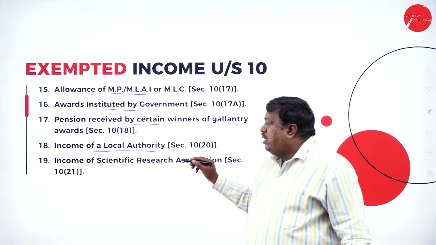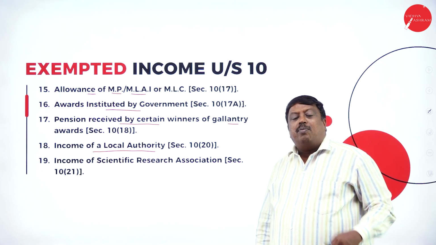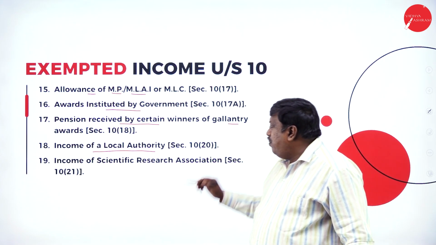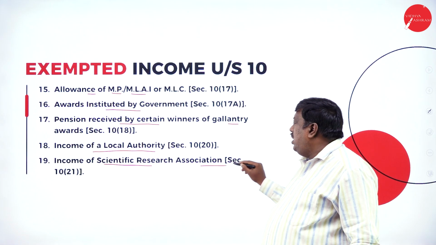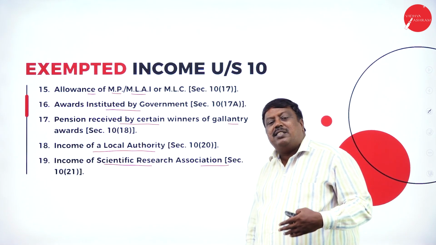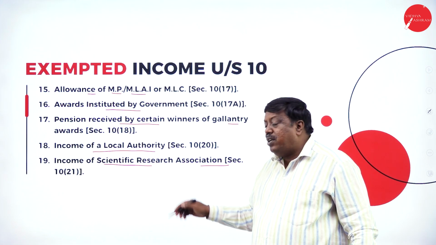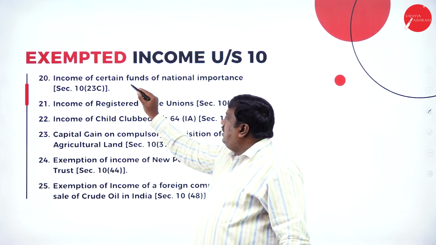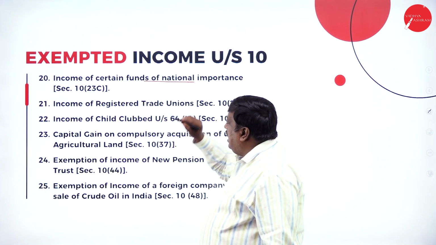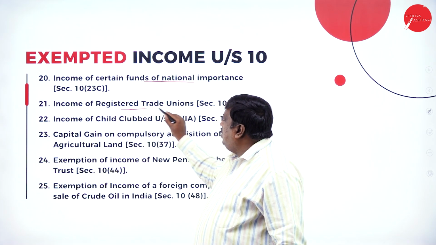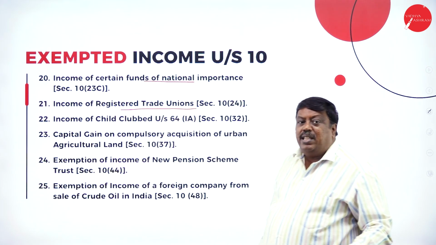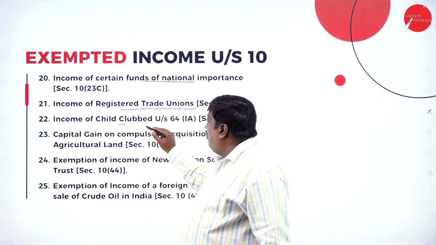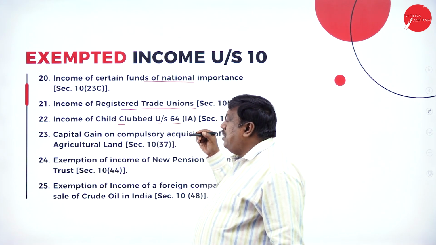Any income from a local authority: if you have given any property to a local authority on a rental basis and you receive rental income, that is exempted from tax. Any income from a scientific research association: in the same concept, if your property is let out to a scientific research association and you earn any income on that, it is exempted from tax. Income of certain funds of national importance is exempted from tax. Income of registered trade unions is exempted from tax. Income of a child clubbed under section 64 is exempted from tax.